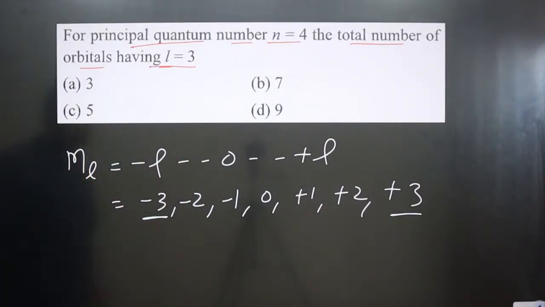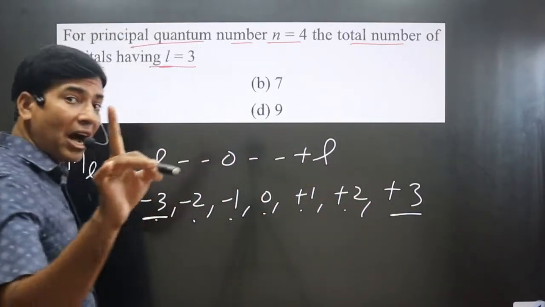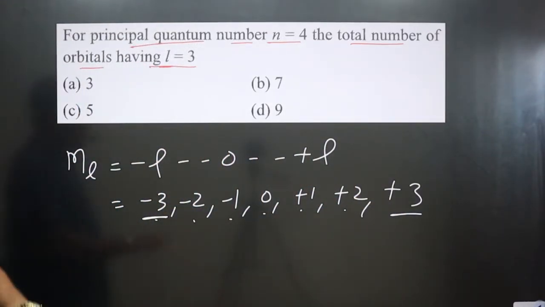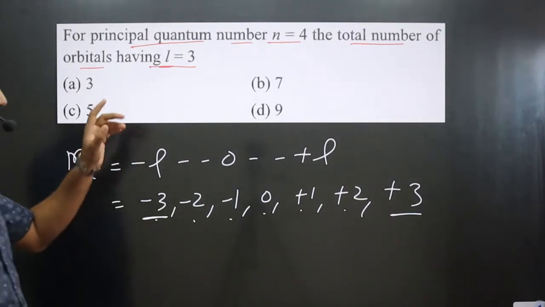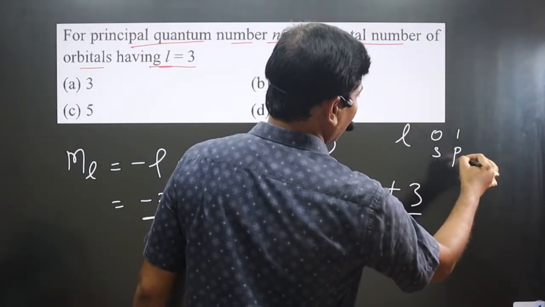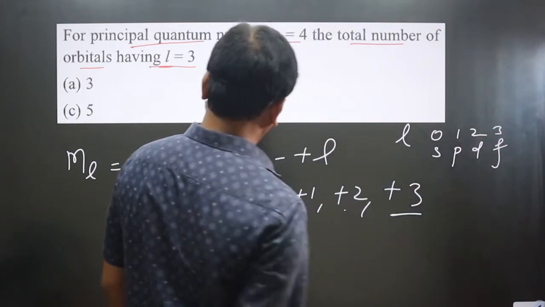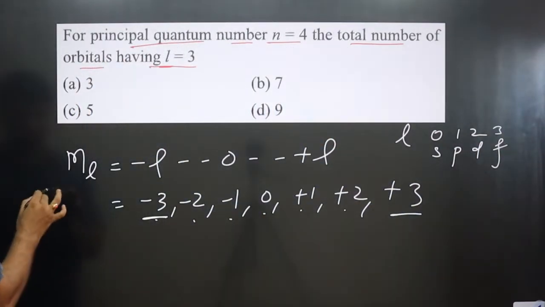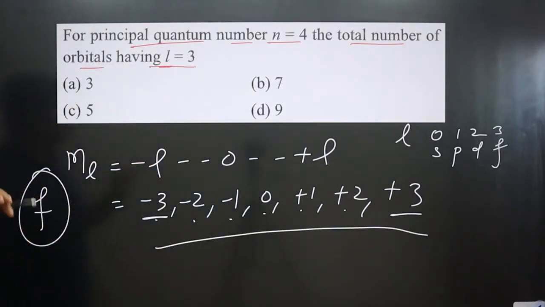How many total values are there? 1, 2, 3, 4, 5, 6, 7. So 7 orbitals are there. If you want to determine the subshell, keep in mind the L value: L is 0 for the s subshell, 1 for the p subshell, 2 for the d subshell, and 3 for the f subshell. So the subshell is f. In the f subshell, a total of 7 orbitals are there. That's why we use 7 boxes.